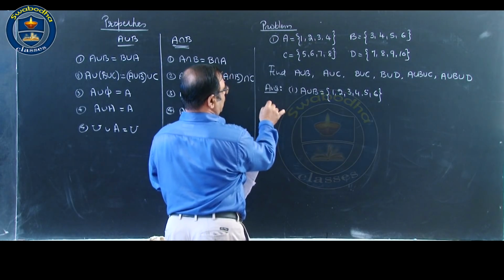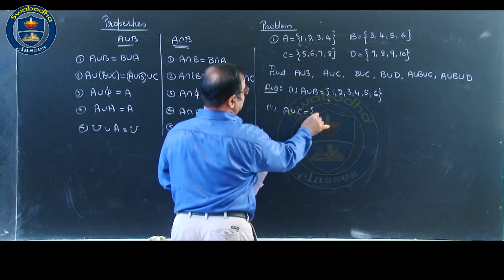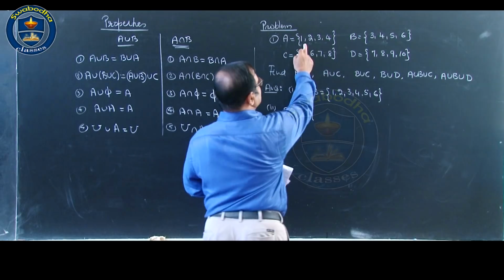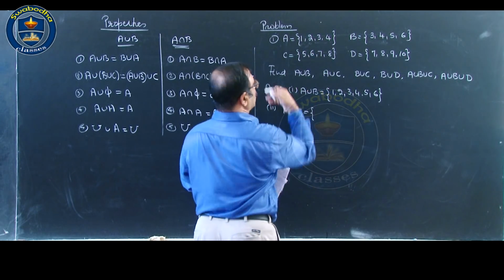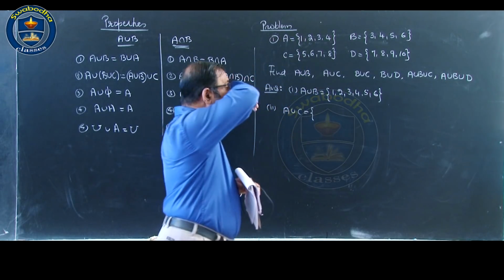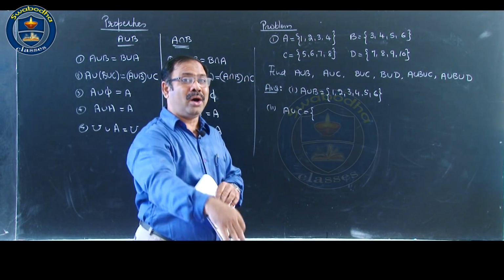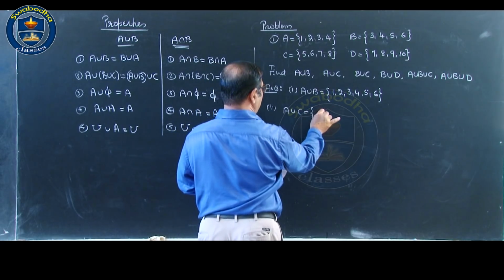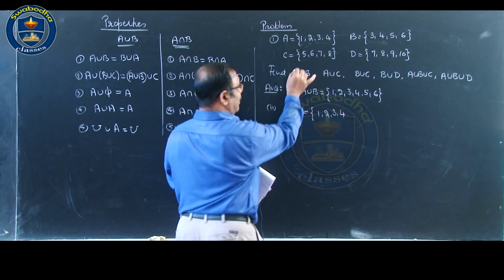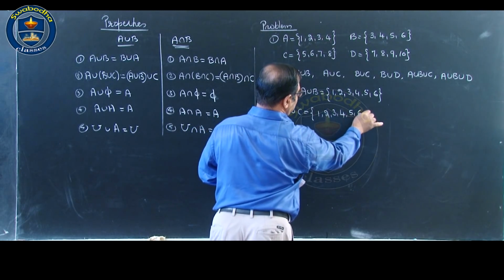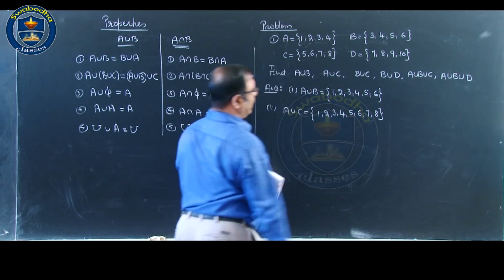Next, second, A union C. A union C is 1 2 3 4. Here common elements are not there, so it is containing all the elements of A plus all the elements of C. So, 1 2 3 4, then 5 6 7 8.